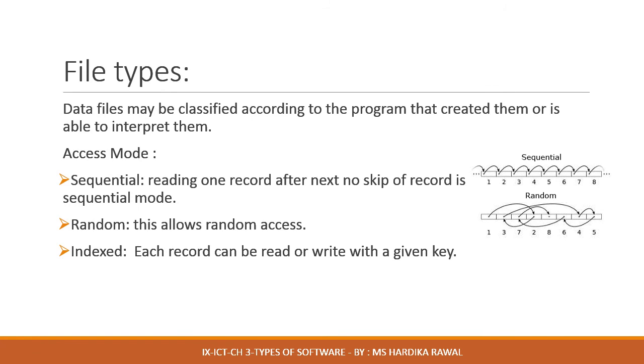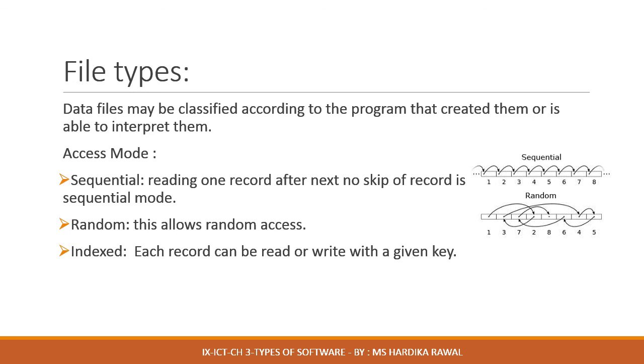Let us understand the file types. Data files may be classified according to the program that created them or is able to interpret them. For example, a file may be a Microsoft Word document or an Excel spreadsheet. These possibilities are endless. While all the files are saved in the same location, we have certain access modes to access our file as and when required.